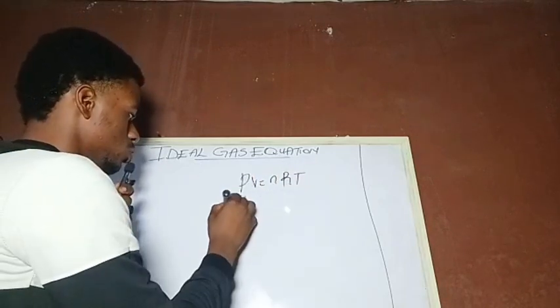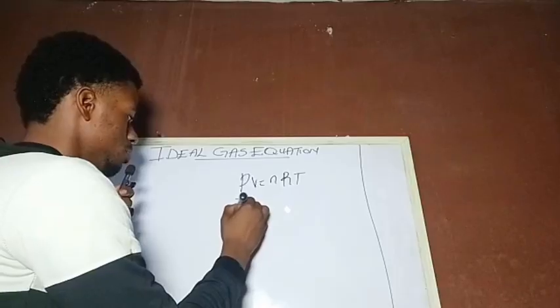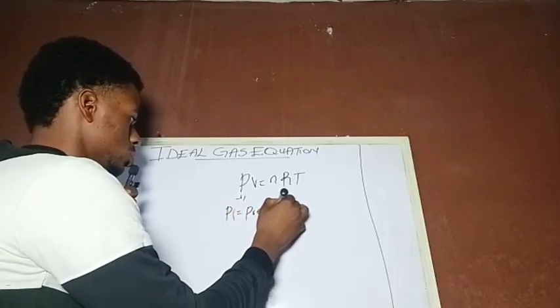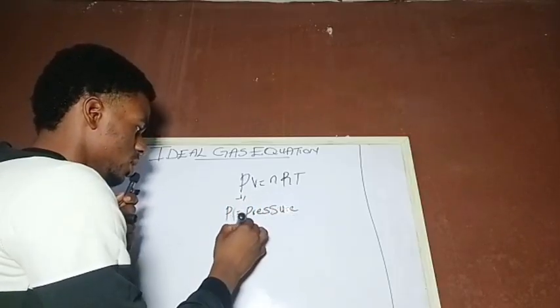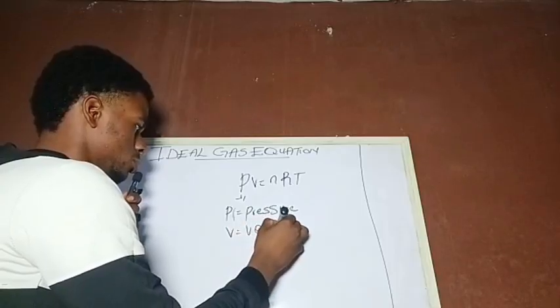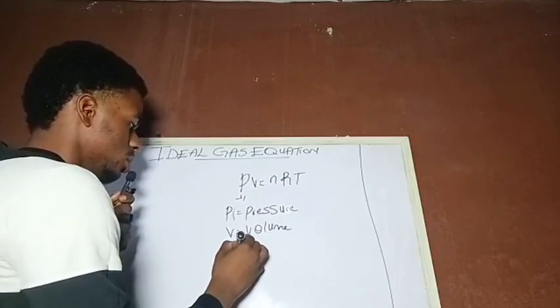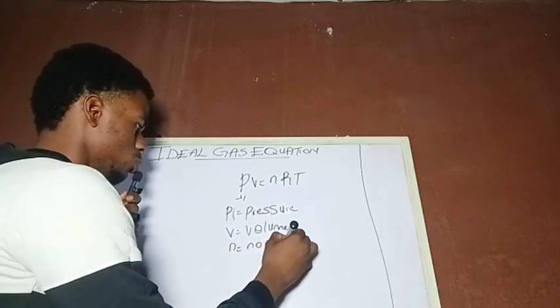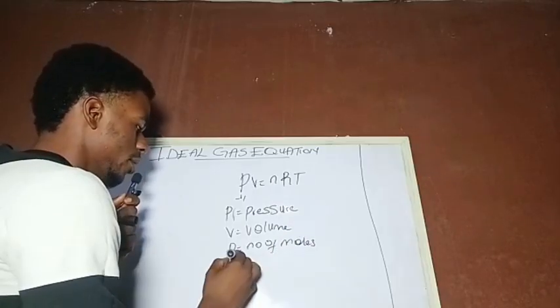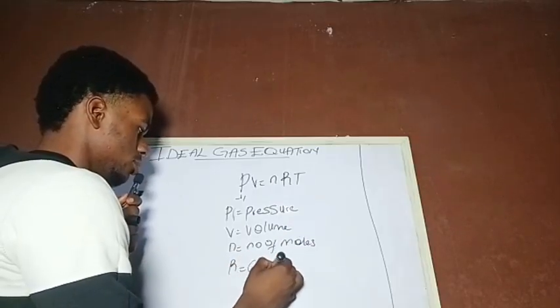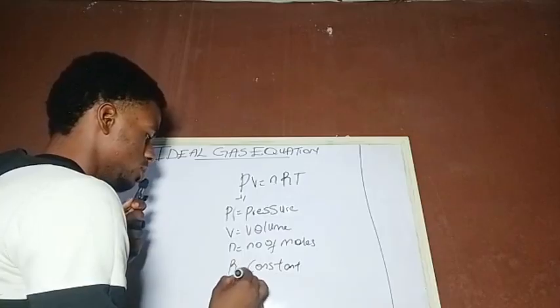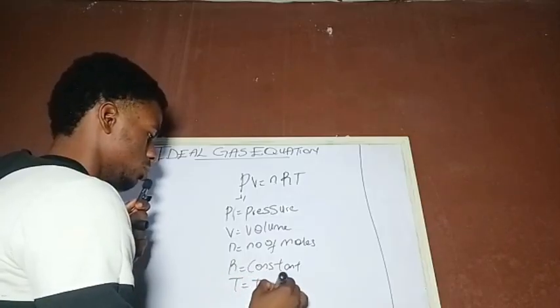Your P is the pressure, the V is the volume, your n is the number of moles, your R is a constant, and your T is temperature.